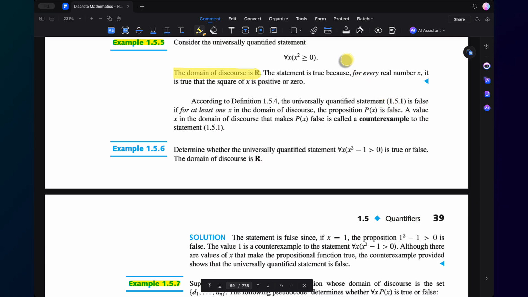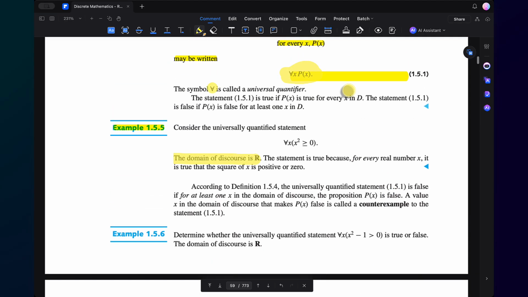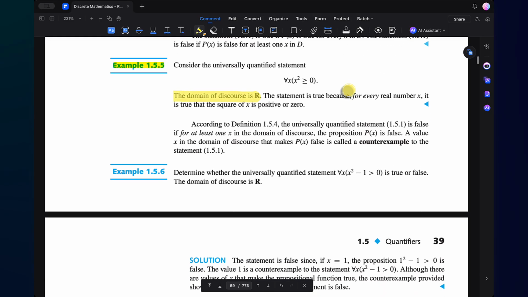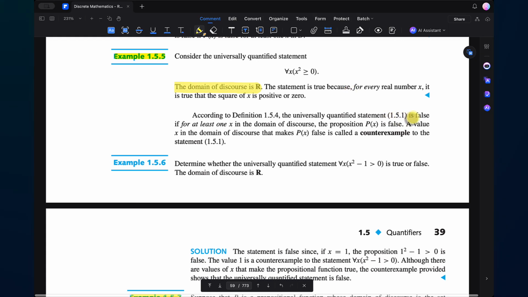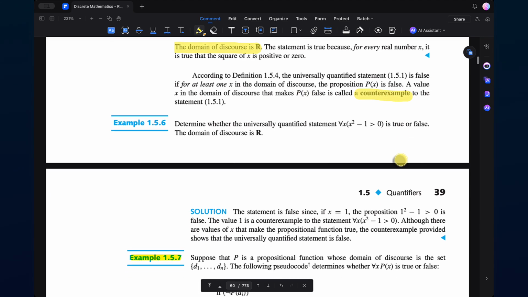1.51 is false. Let's see. Oh, this is the middle of a sentence here. The statement is false if for at least one x in the domain of discourse, the proposition P(x) is false. Okay? So a value x in the domain of discourse that makes P(x) false is called a counterexample to the statement.